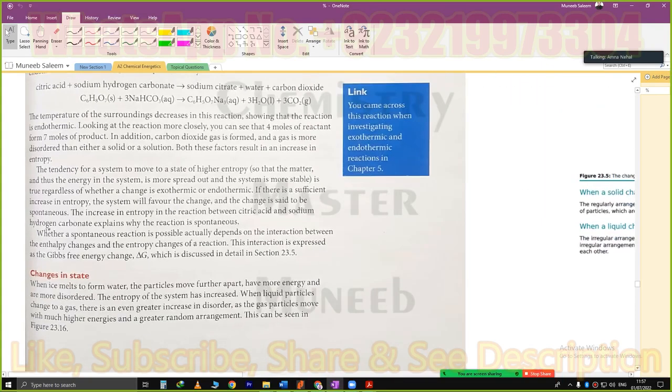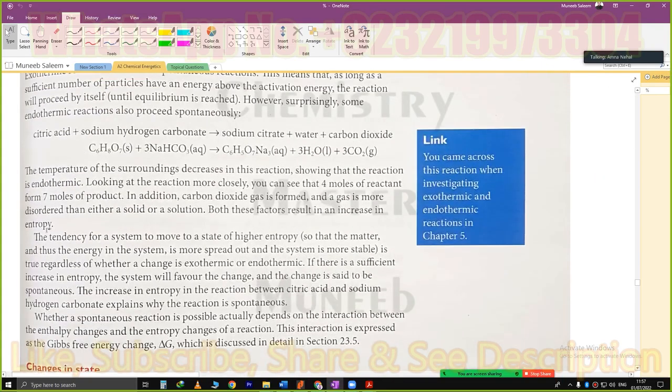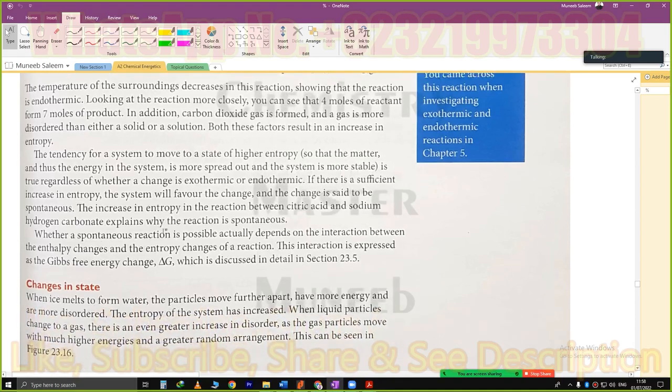What is the connection with a spontaneous reaction? A spontaneous reaction has a positive value, a greater value of entropy. An increase in entropy means a spontaneous reaction. If there is an increase in the entropy value, the reaction will be of the spontaneous type.